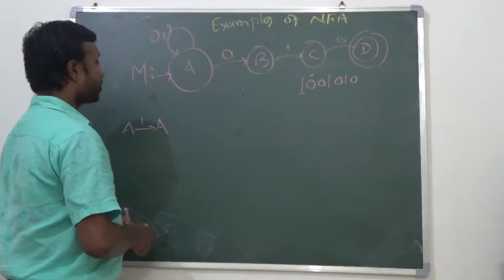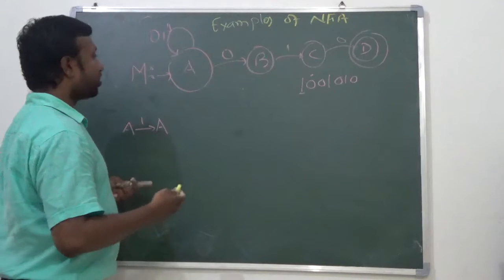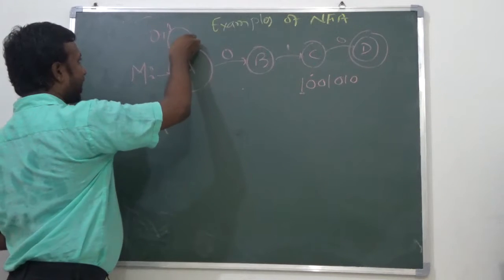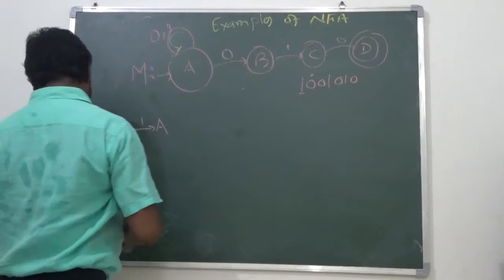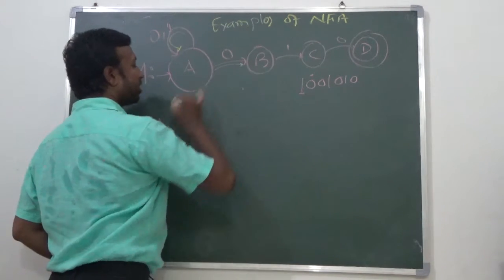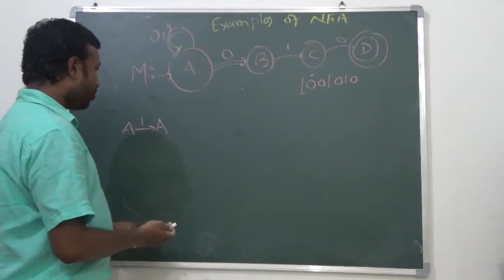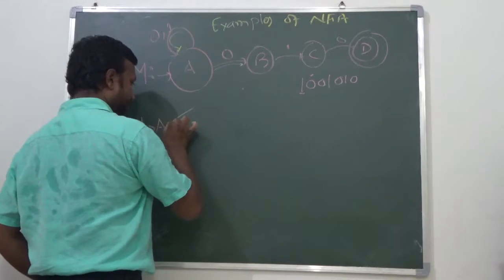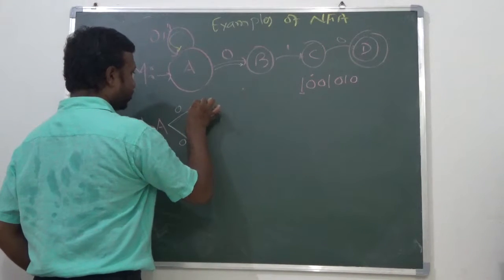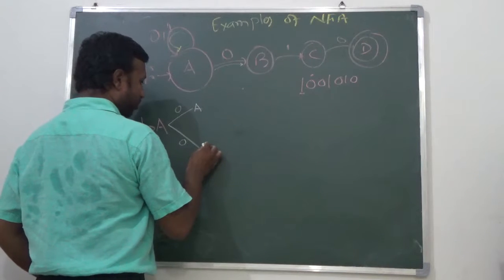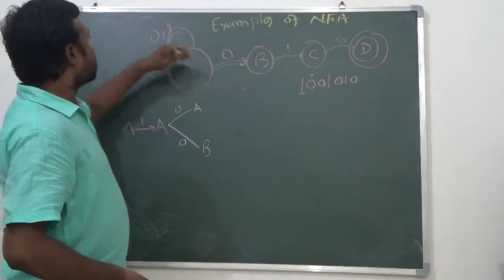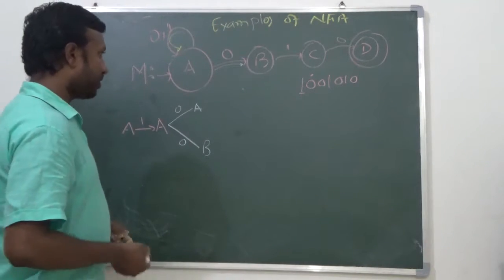So by processing this 0, now the confusion arises. What is the confusion? Where will I go? Whether I am going to the state A again, by following this route, or we should go to B by following this route. Which route will I follow? I don't know. So I can go back to A, or I can go to the B state. Both states are valid because there are 2 branches for 0, right?